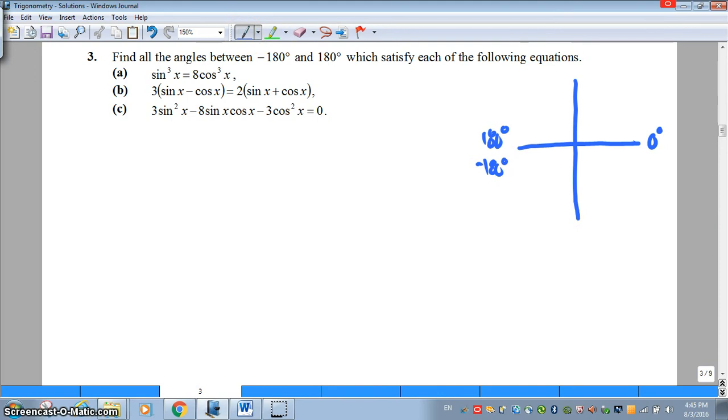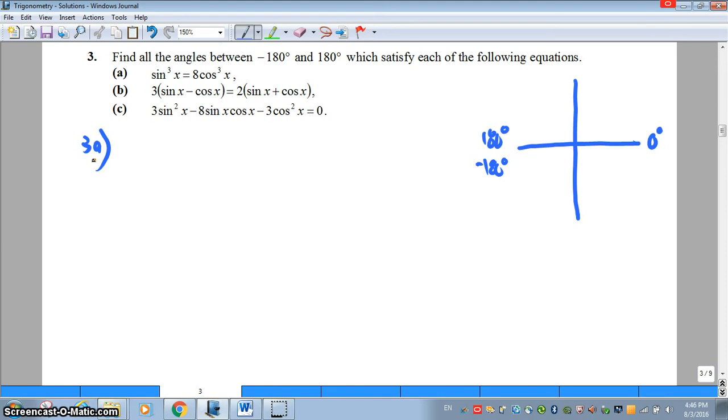Now, let us get started with 3a. Okay, look at the question in 3a. Sine cube x is equal to 8 cosine cube x. Do you notice that there are no common terms? There is no way we can factorize. Only when there are no common terms, there is no way you can factorize. The easiest way is to divide by a trigonometry term so that it's easier for you to solve.